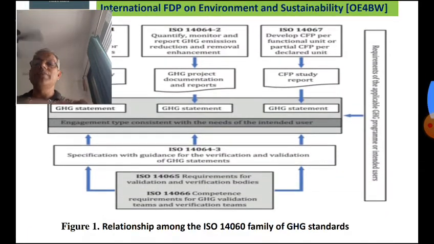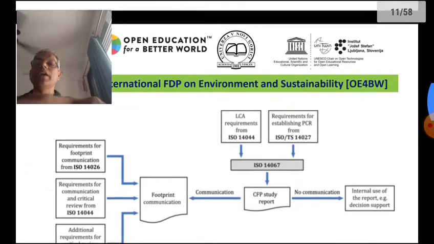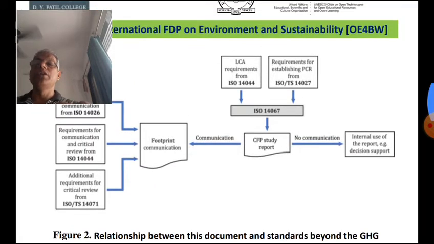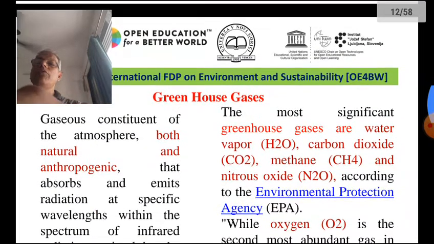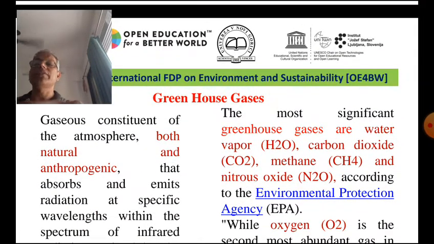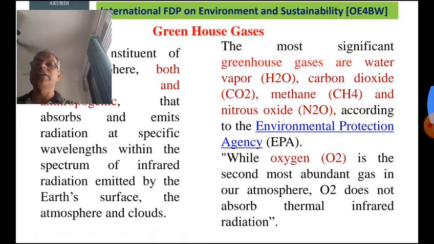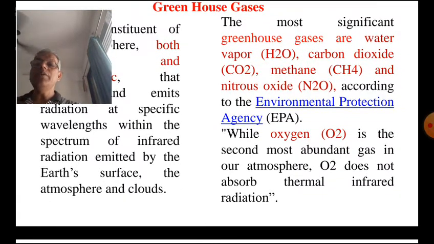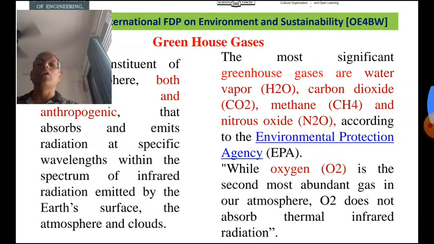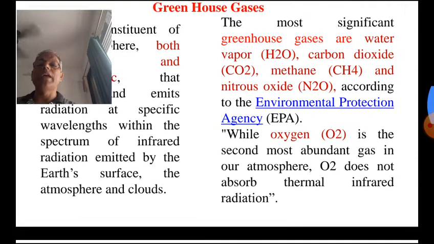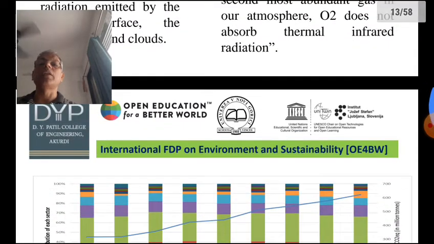So this is the relationship between the ISO 14060 family and the documents and standards beyond the greenhouse gas management family of standards. First, again, we should know what we mean by greenhouse gases. They are the gases that constitute the atmosphere, both natural and anthropogenic, that absorb and emit radiation at a specific wavelength within the spectrum of infrared radiation emitted by the Earth's surface, the atmosphere and the clouds. The most significant greenhouse gases are water vapor, carbon dioxide, methane and nitrous oxide, according to the Environmental Protection Agency, while oxygen is the second most abundant gas in our atmosphere. O2 does not absorb thermal infrared radiation.